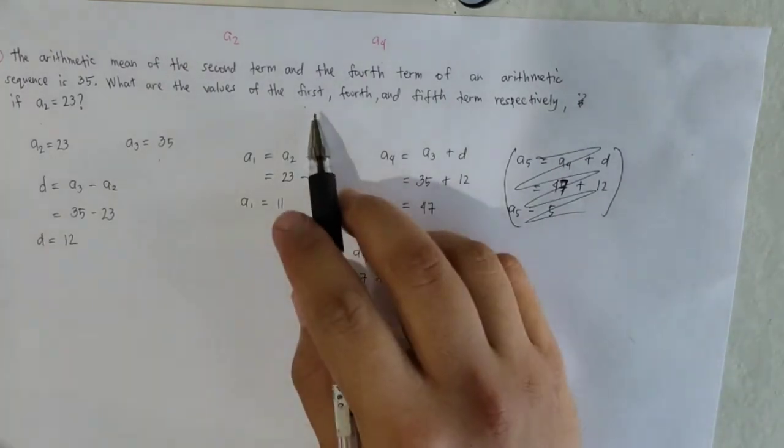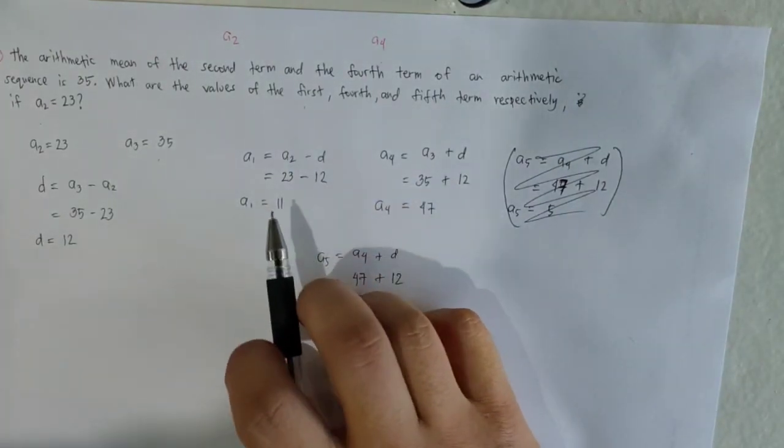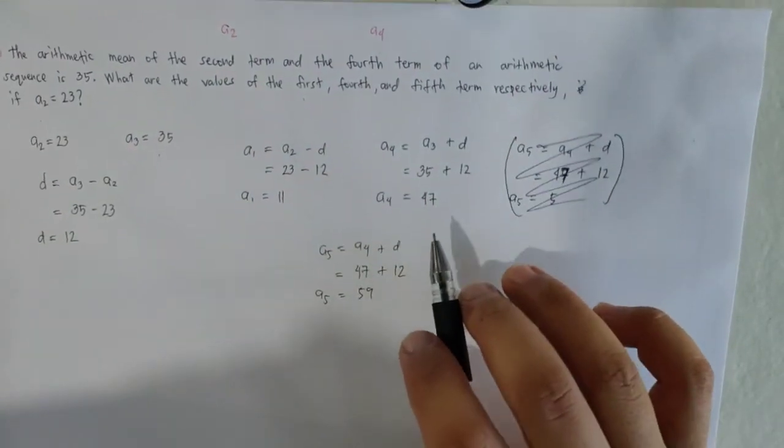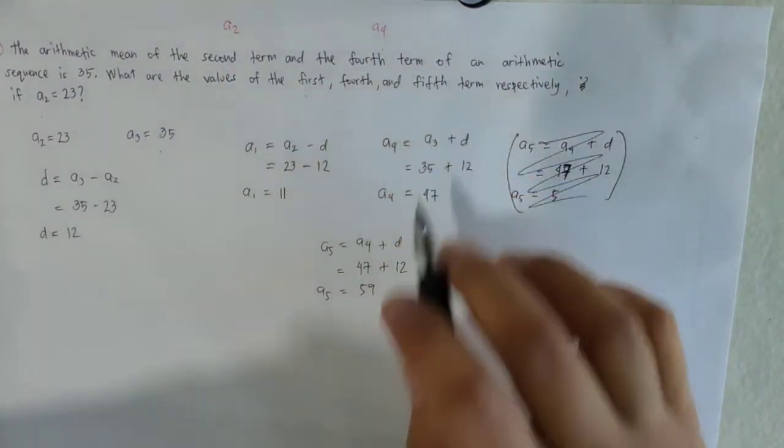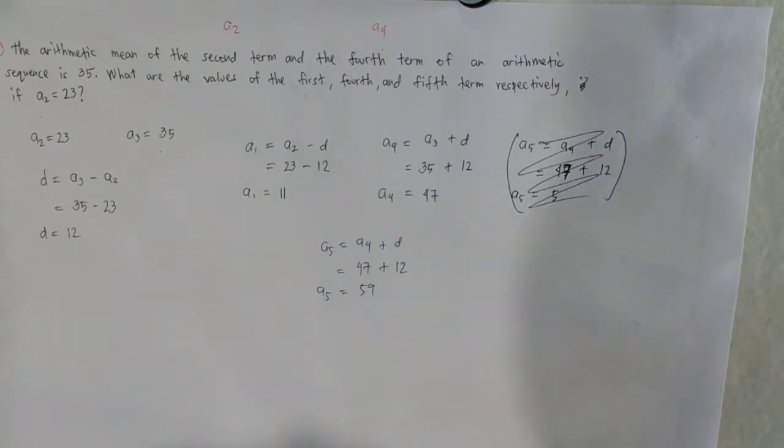So, meron na tayong value ng first term, which is 11. Fourth term equals 47. And fifth term equals 59.